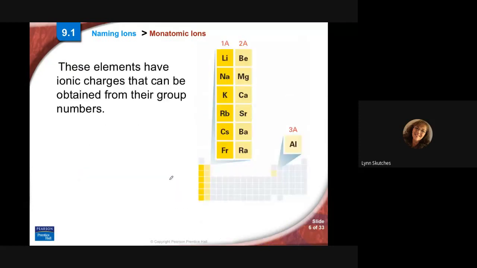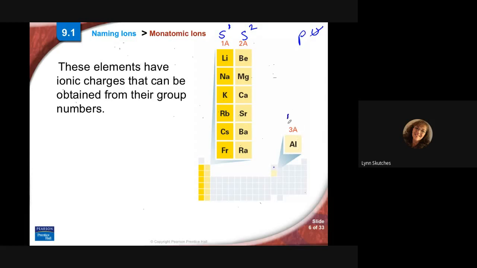Very, very easy. Okay, and again, group 1, everybody ends with s1. Everybody in group 2 ends with s2. Remember, there's no p orbital electrons at the outermost. Okay, they can have p electrons underneath, but the valence electrons are the outer electron shell, and they don't have any of those.